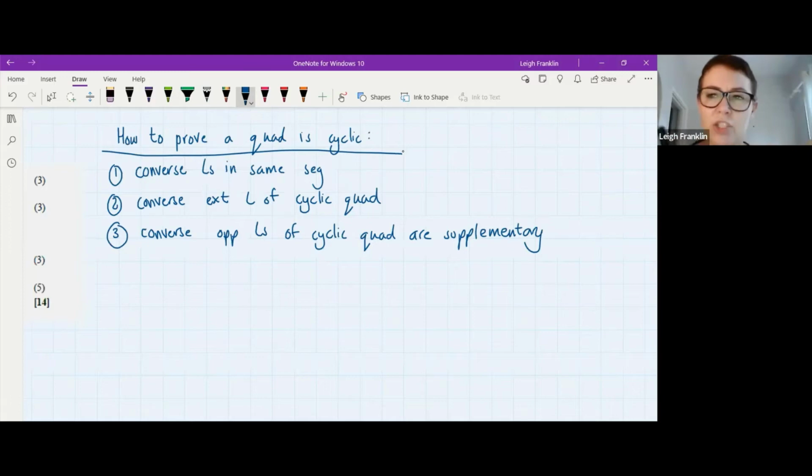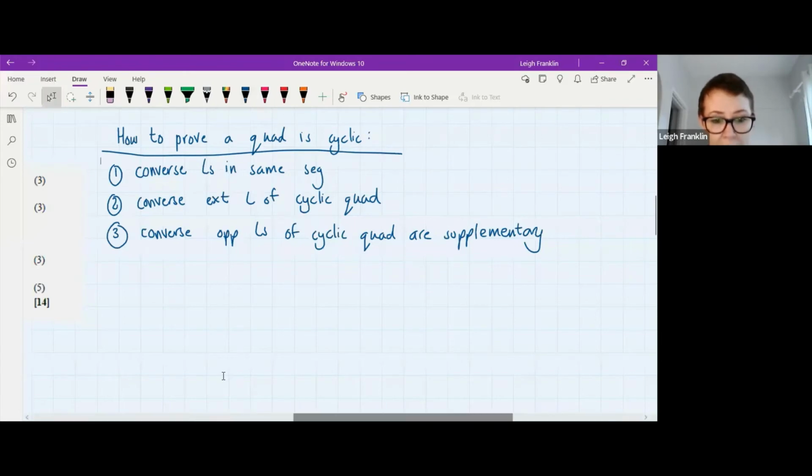I don't like to teach it saying something else because I feel that learning angles in the same segment and then converse angles in the same segment is easier for students. So this is how I've always taught it, right? But it has to be converse. It has to be converse because you're proving that the quad is cyclic. It's not given to you, all right?